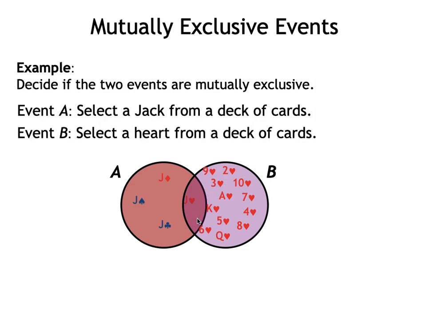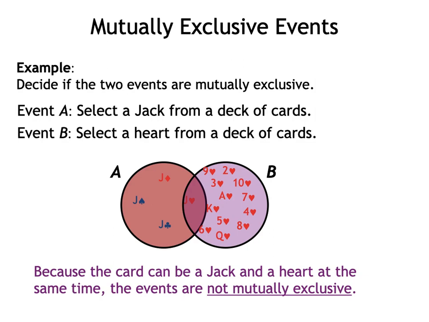So meaning to say we're able to find an outcome common to both of the events that we have here, meaning it can occur at the same time. So therefore, we say that these two events are not mutually exclusive because the card can be a jack and a heart at the same time. So the events are said to be not mutually exclusive. I hope this is clear.